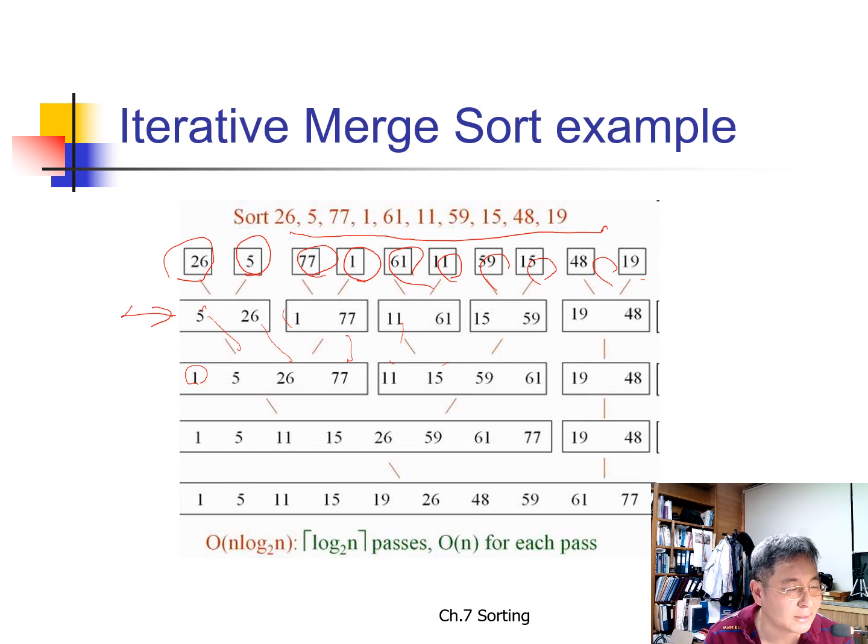And the next one is to merge size 4 data into size 8 here, and 1, 5, 11, 15, 26, 59, 61, 77 is the result of the merged data set. And the last one is merging these two subsets. Okay, the last one is here.